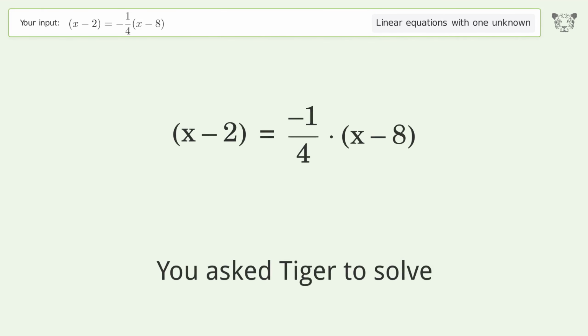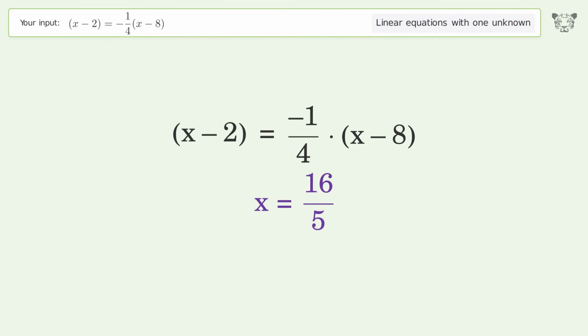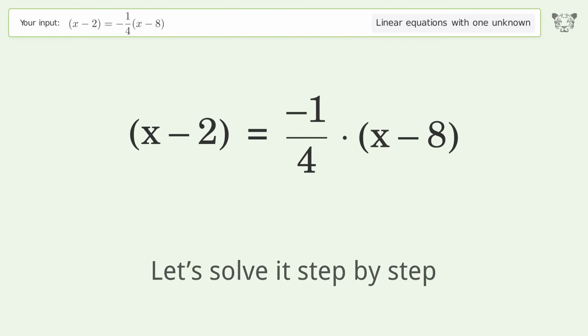You asked to solve this. It deals with linear equations with one unknown. The final result is x equals 16/5. Let's solve it step by step.